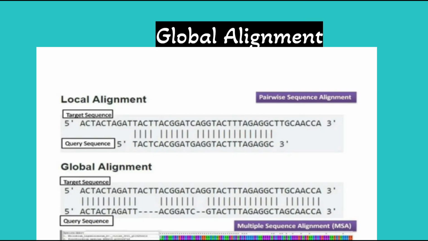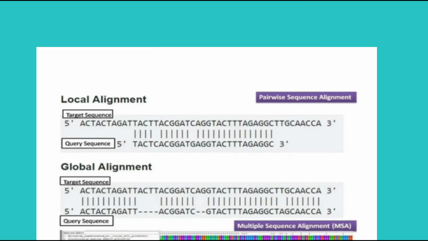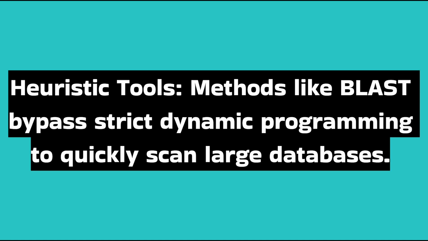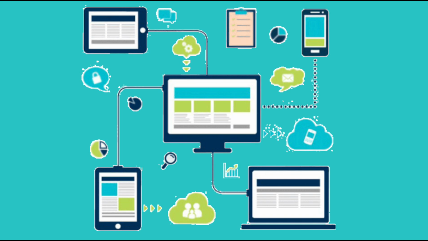Then local alignment finds high similarity subregions within longer sequences, and the idea is for comparing a query sequence to a much longer genome or looking for a conserved functional domain. Example: Smith-Waterman. The heuristic tools, methods like BLAST, bypass strict dynamic programming to quickly scan large databases. It is used for basic database searches, mapping reads to a reference genome and identifying specific mutants.